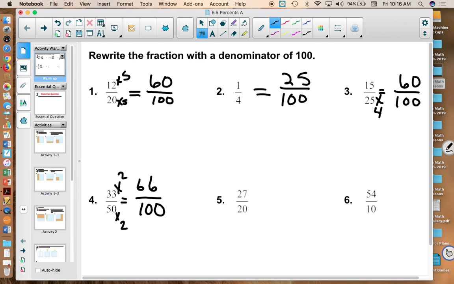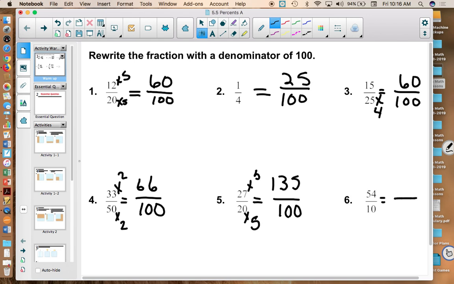Now, we said to go from 20 to 100, we have to multiply by 5, right? Yeah. So 27/20ths becomes something hundredths. How many hundredths? 27/20ths, Kaylee? 135.